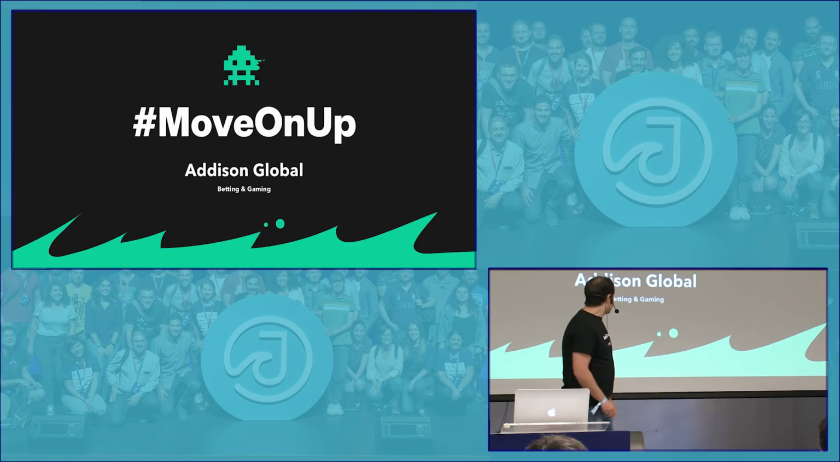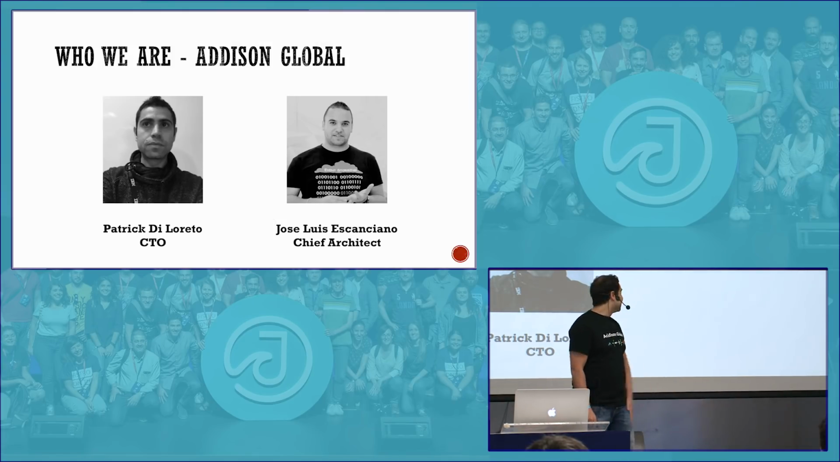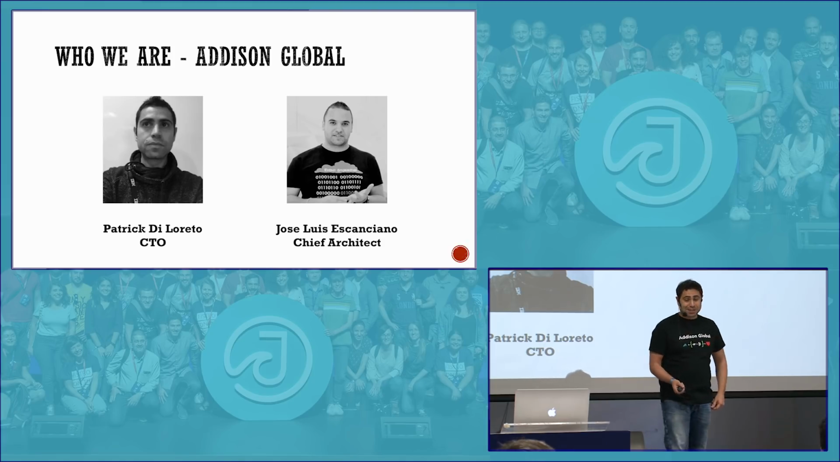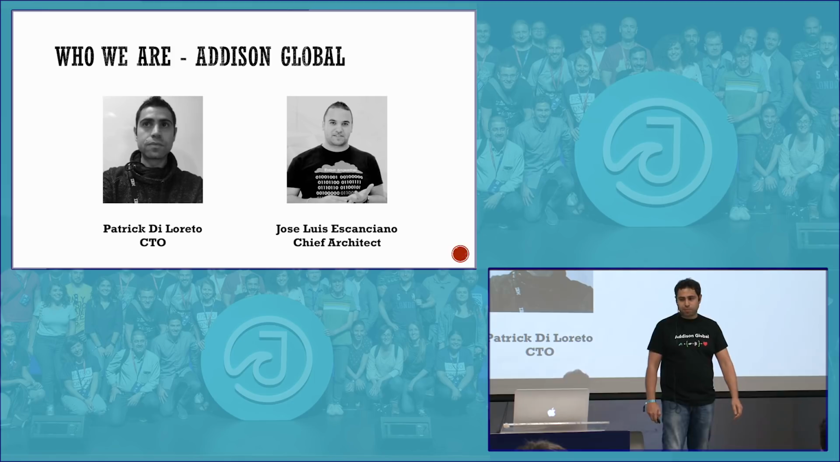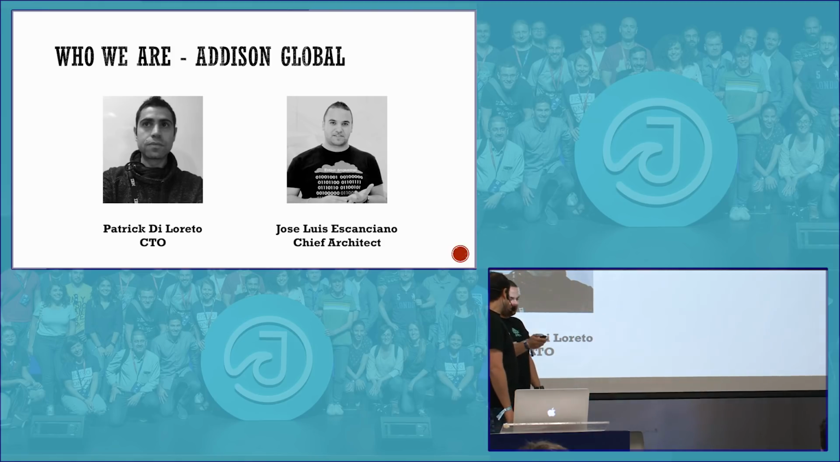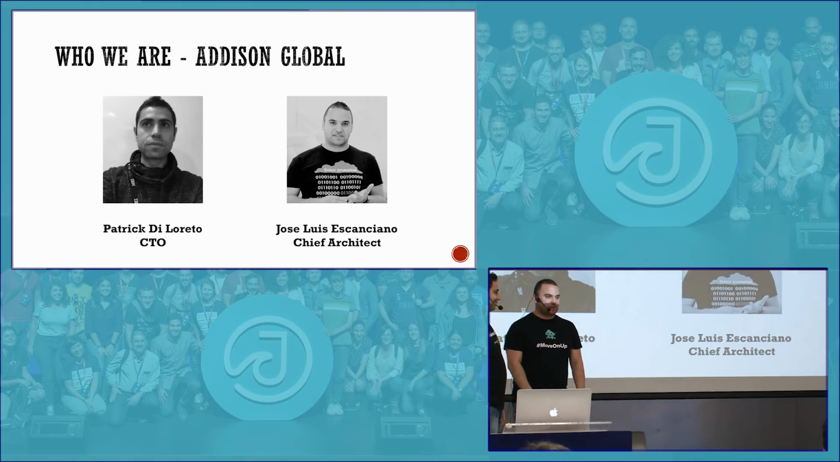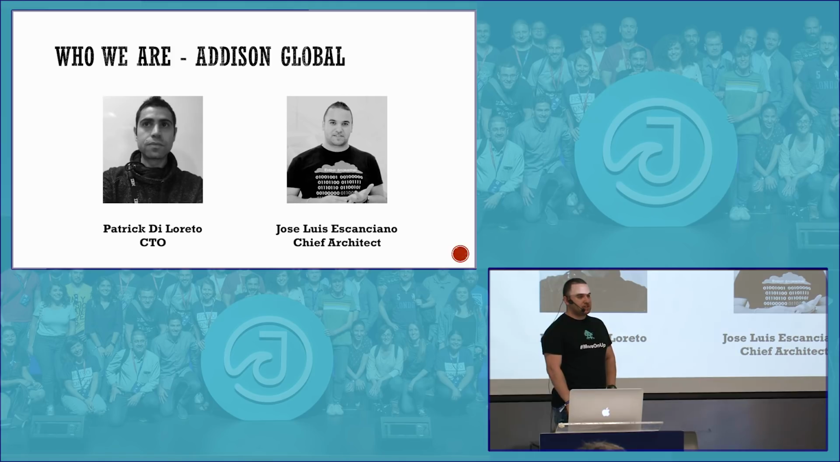So, who am I? My name is Patrick Di Loreto. Oops, that's Jose. That's not me. Hey guys. I'm the CTO of Edison Global, and I have spent the majority of my engineering life building distributed systems, highly concurrent systems, and this includes also big data platforms, because concurrency and parallelism is quite important there. Cool. Hi guys. My name is José Luis Escanciano. I'm Chief Architect at Edison Global, and I consider myself quite passionate about distributed systems. I've been spending the last 5 years working on different areas, all connected to distributed systems, from development into architecture, design, and principles.